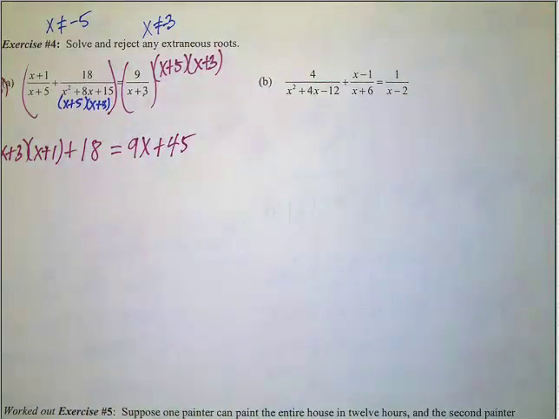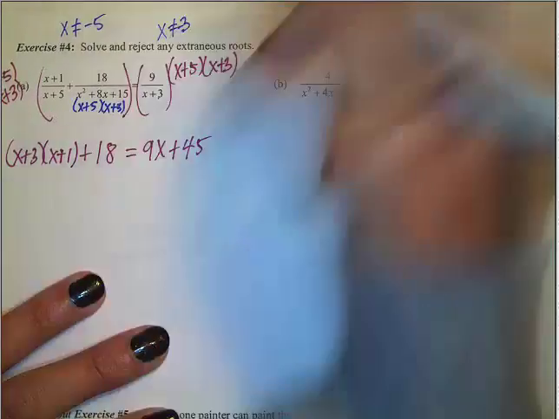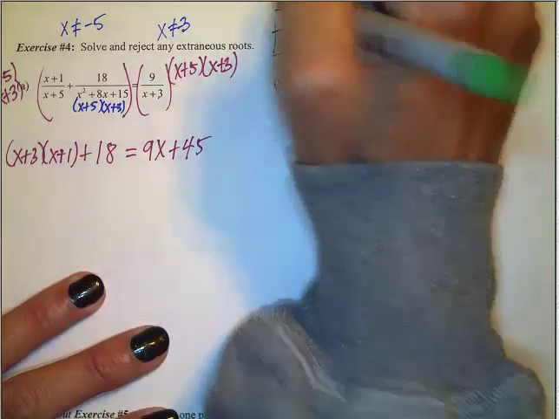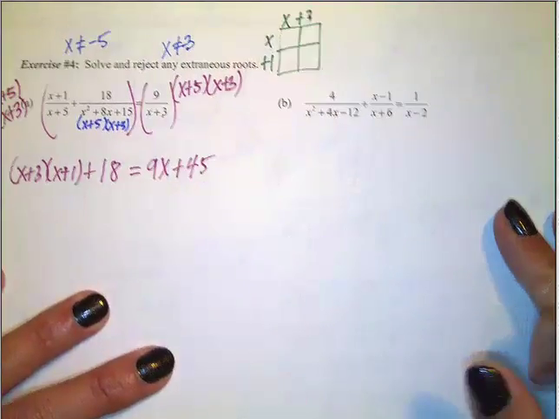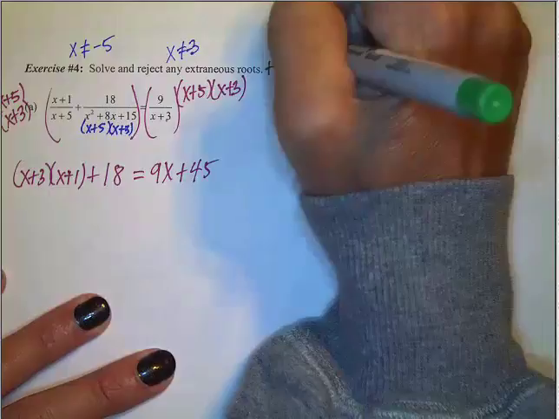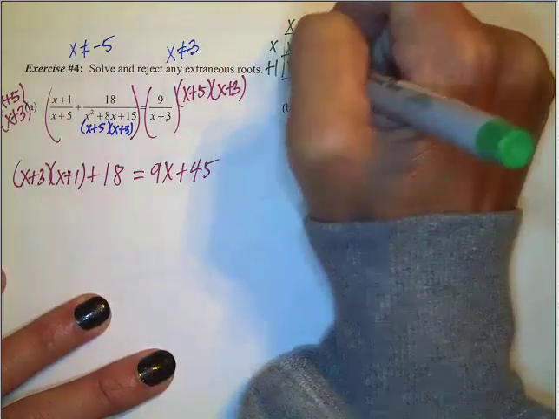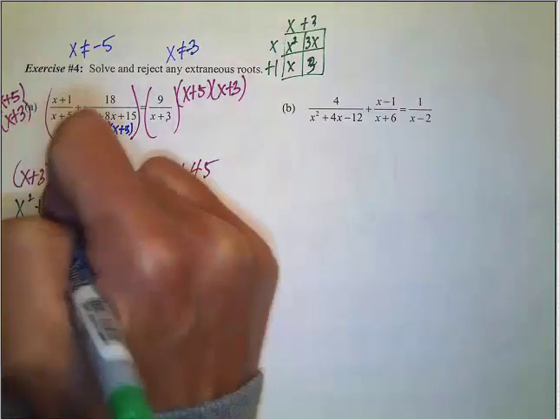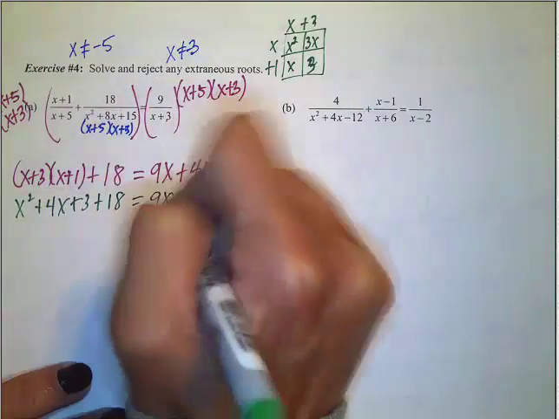Now that first part needs to be multiplied. So at the top of my page, I'm going to multiply x plus 3 and x plus 1. And you can't see that. So we get x squared, 3x, x, and 3. So I have x squared plus 4x plus 3 plus 18 equals 9x plus 45.